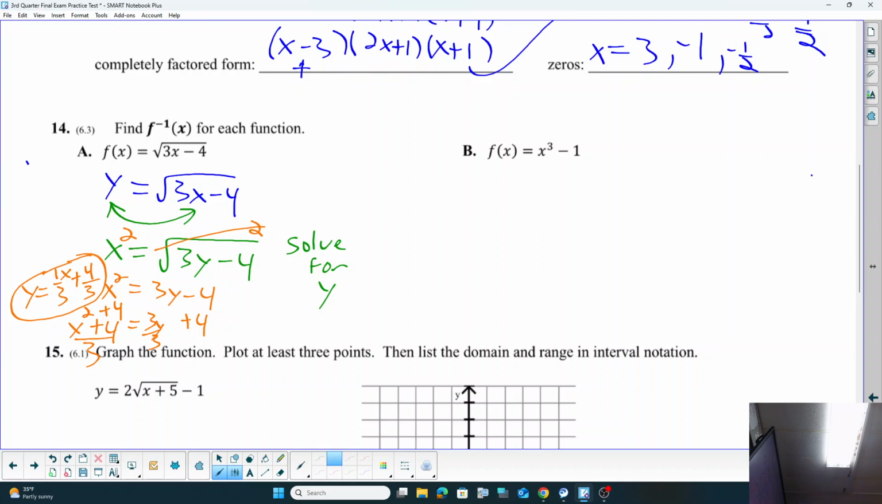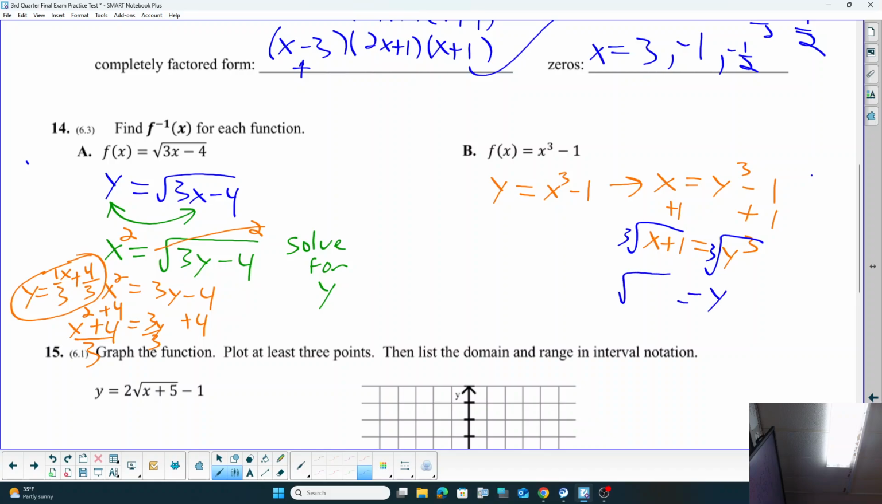Cool. Find the inverse. So y equals x to the 3rd power minus 1. x equals y to the 3rd power minus 1. We're going to add 1 to the other side. So we have x plus 1 is equal to y to the 3rd power. And then we're going to cube root both sides. So y equals the cube root of x plus 1. That seems like an easy one. Switch the x's and y's and solve for y.